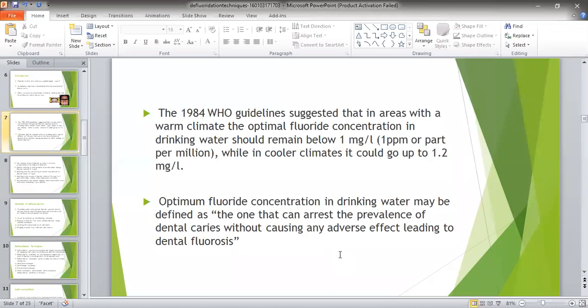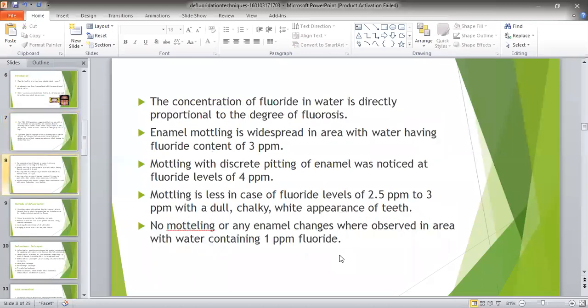So optimal fluoride concentration in the drinking water may be defined as the one that can arrest the prevalence of dental caries without causing any adverse effects leading to dental fluorosis. Next, these all things I have told you in very detail, so I'm just going through these things, coming to the point. So concentration of fluoride in water is directly proportional to degree of fluorosis.